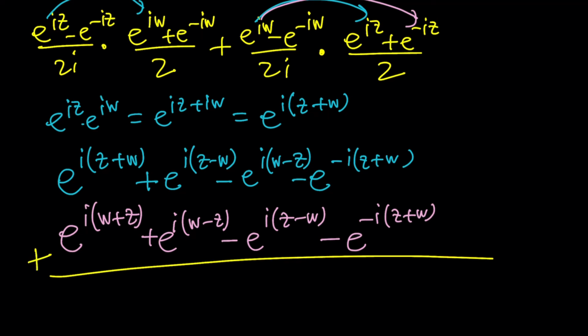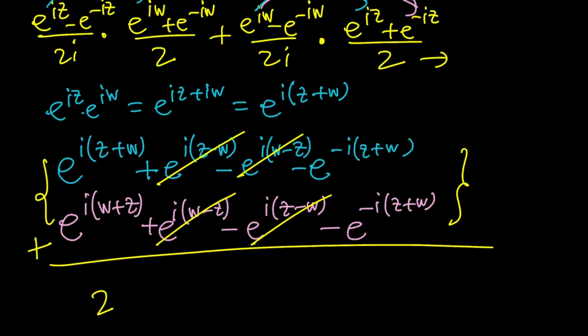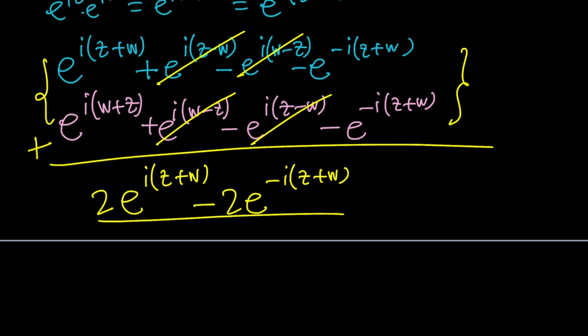Some terms are going to cancel out, such as this one and this one, and this one and this one. And then we get these twice, so go ahead and double that, 2. And obviously, don't forget the denominator, because we're going to get a common denominator at the end, right? But we're going to be getting from here 2 times e to the i times (z plus w) minus 2 times e to the power negative i times (z plus w), all over 4i.